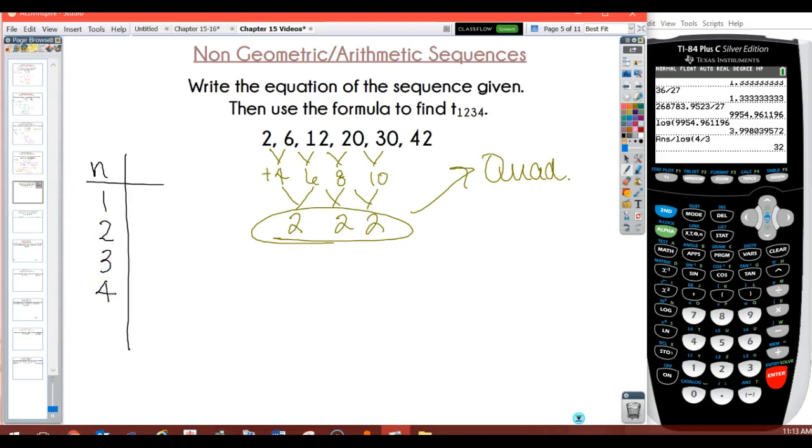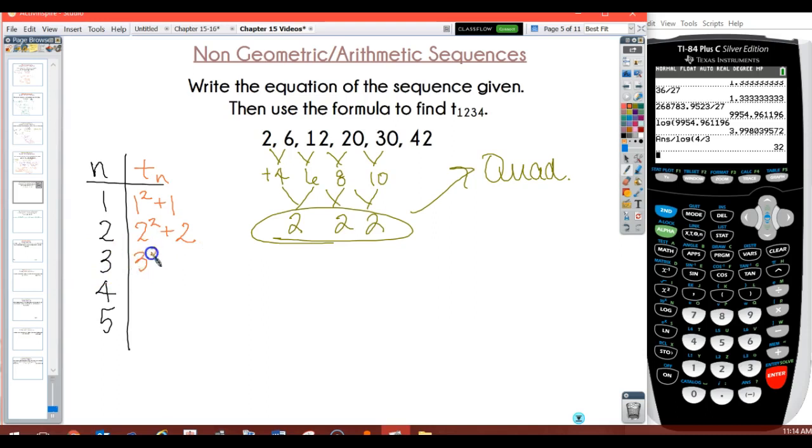And so I'm going to write out the first couple terms to try and see how our term n relates to the term that it corresponds to. So if I know that it's quadratic, I'm going to start by taking 1 squared. 1 squared is 1. To get to 2, I'd have to add 1 more. This is all t sub n. So 2 squared is 4. To get to 6, I'd have to add 2.